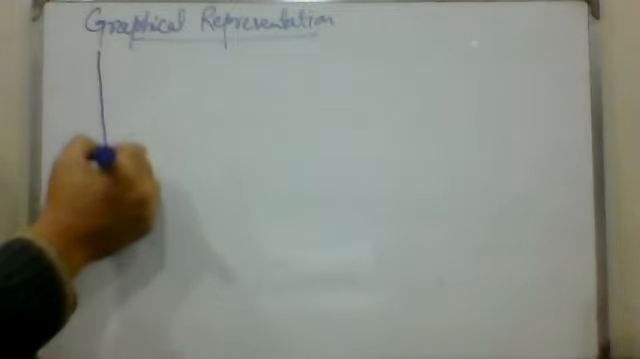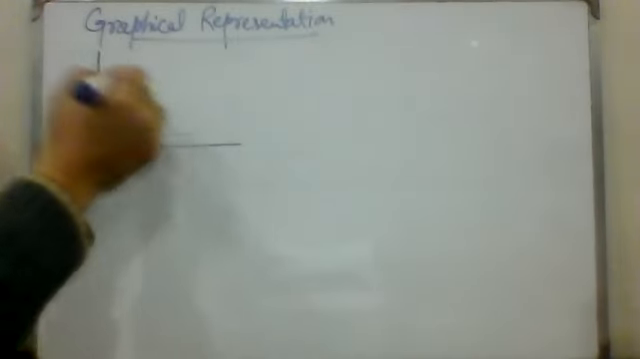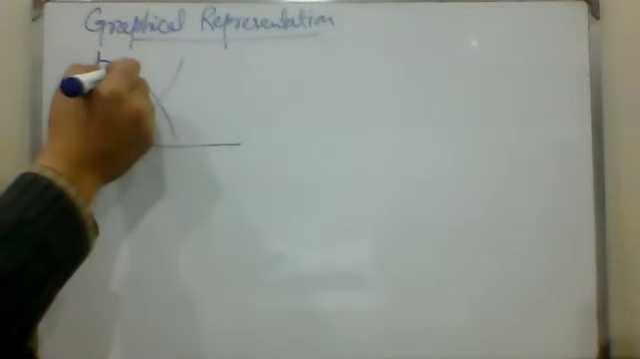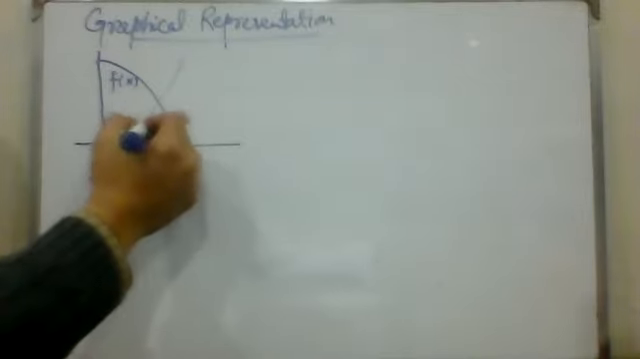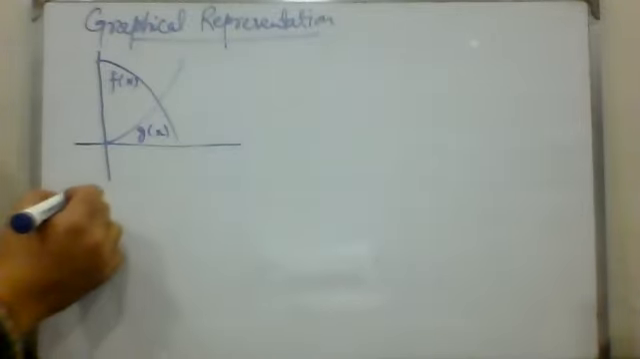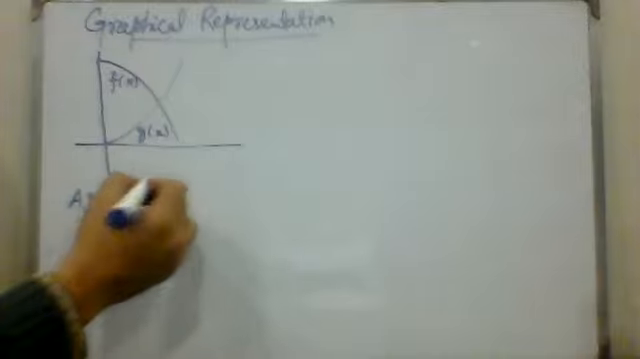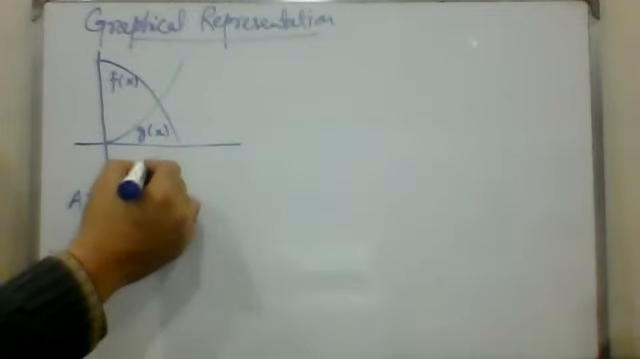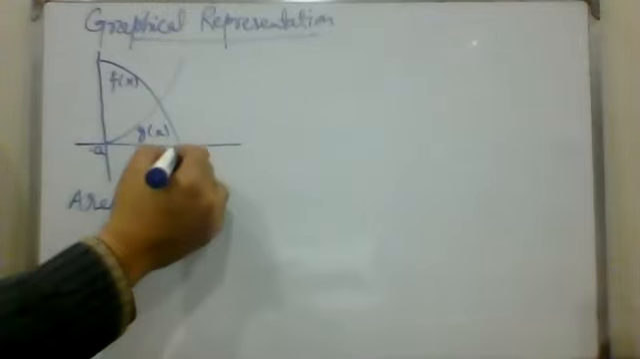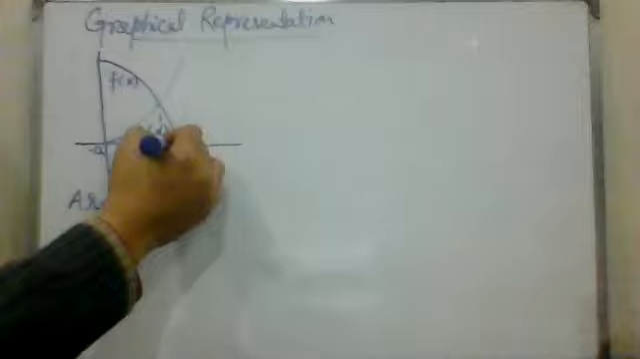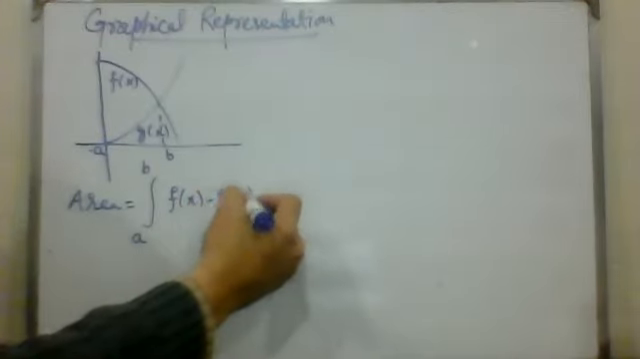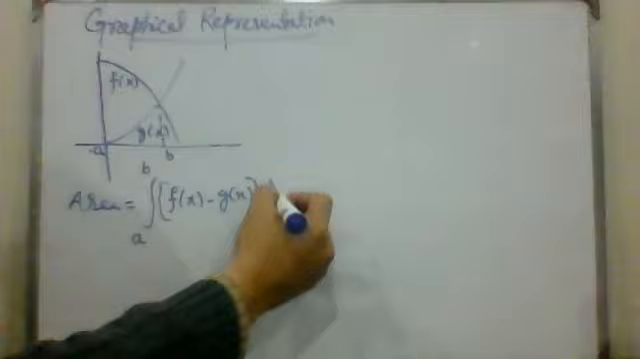In that, in the first case, we say that the graph of the function starts from here like that, and the second graph is here. The first function is f of x and the second is g of x. So our area will be, from any given domain, say a to b, here is point a and that is point b where it lies, so we can say the area is the integral of f of x minus g of x, dx.